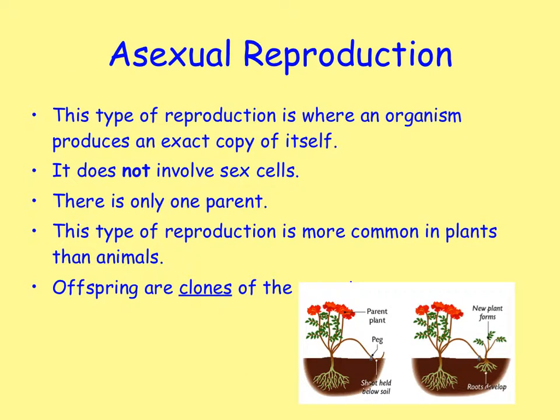But plants and some other organisms reproduce by asexual reproduction. Now that's a type of reproduction where an organism makes an exact copy of itself. It doesn't involve any sex cells, there's only one type of parent. And this type of reproduction is more common in plants than it is in the animal. And the offspring, they're clones of the parents because they're identical to the parents.